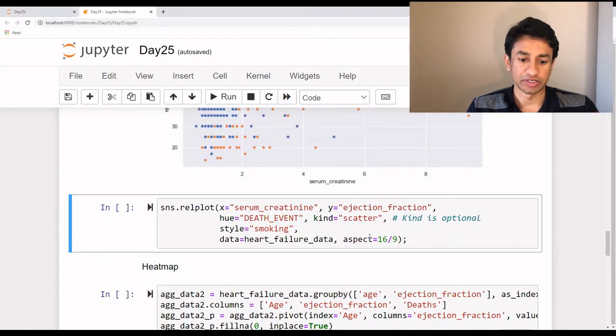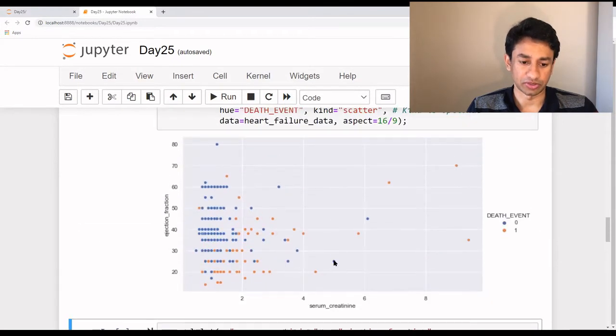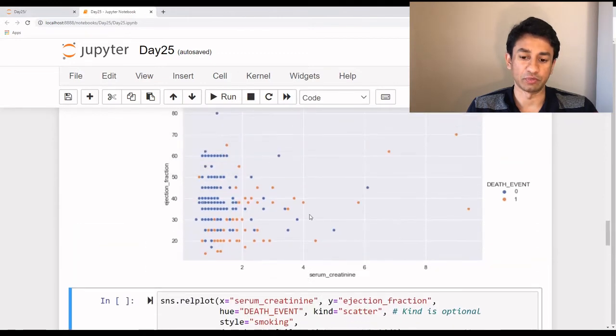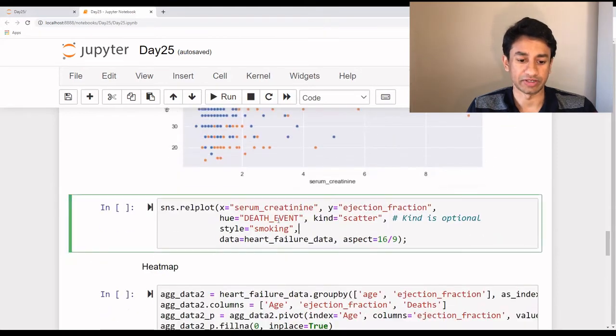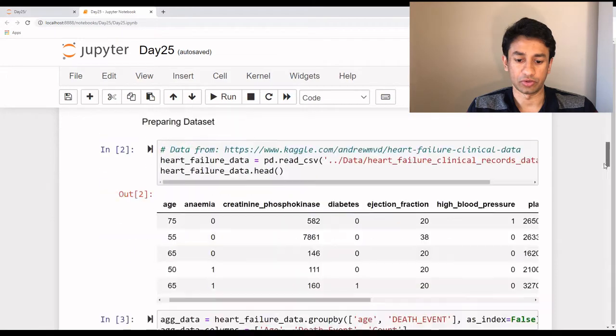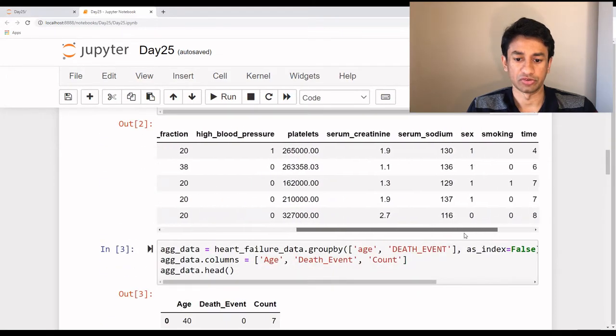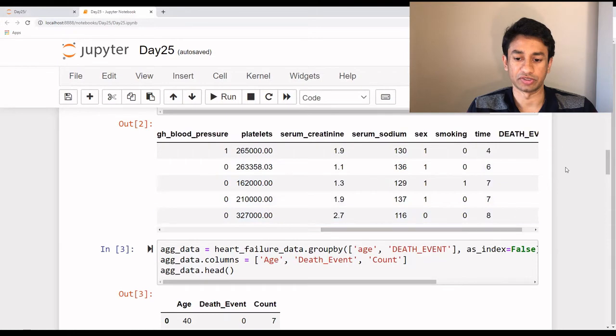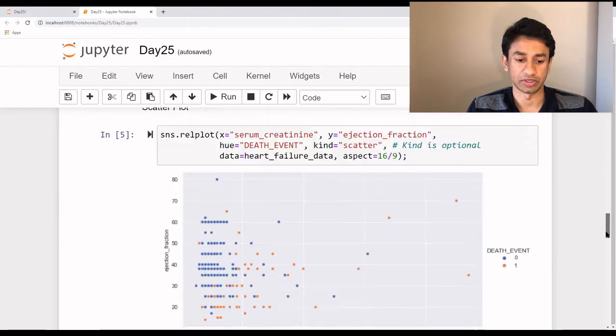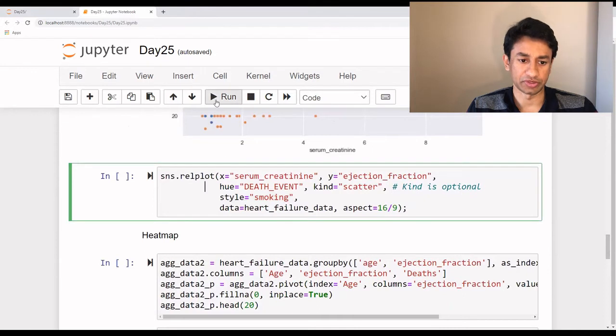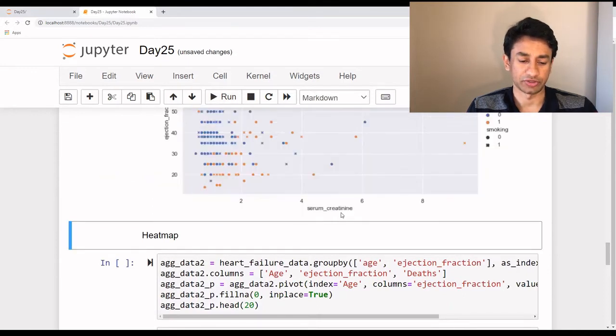Moving on to the next one, we are going to stay with the scatter plot, but let's say we want to add an additional level of view on top of it. Out of all these patients, we want to understand how many of them are smokers and non-smokers. So we can make use of style and pass smoking. Smoking is an attribute in our data set. If I go to the top here, I can show you, smoking is also one of the attributes, which is categorical, 0 and 1. So I'm going to bring that into our scatter plot and show you what's happening.